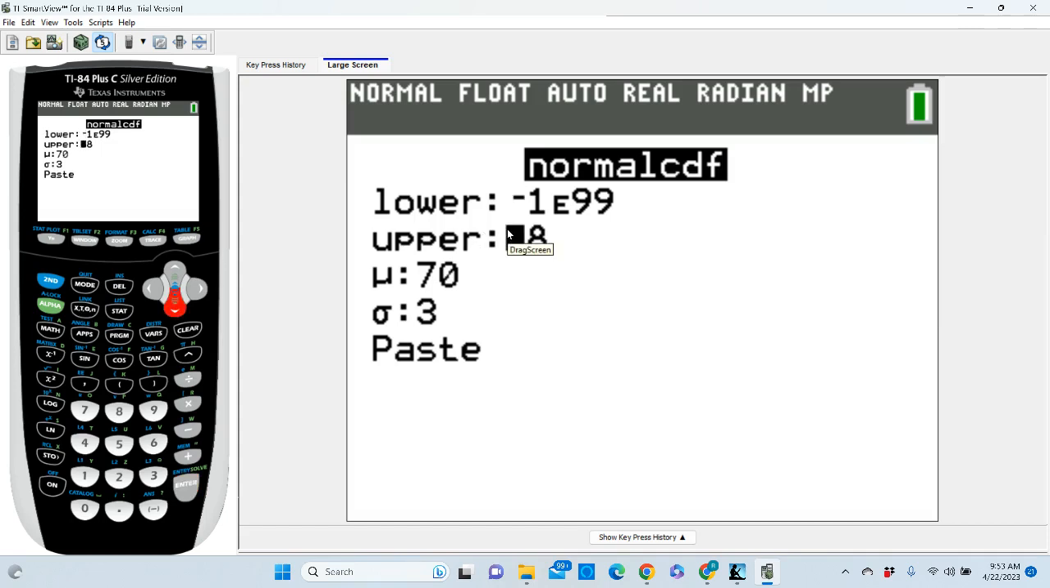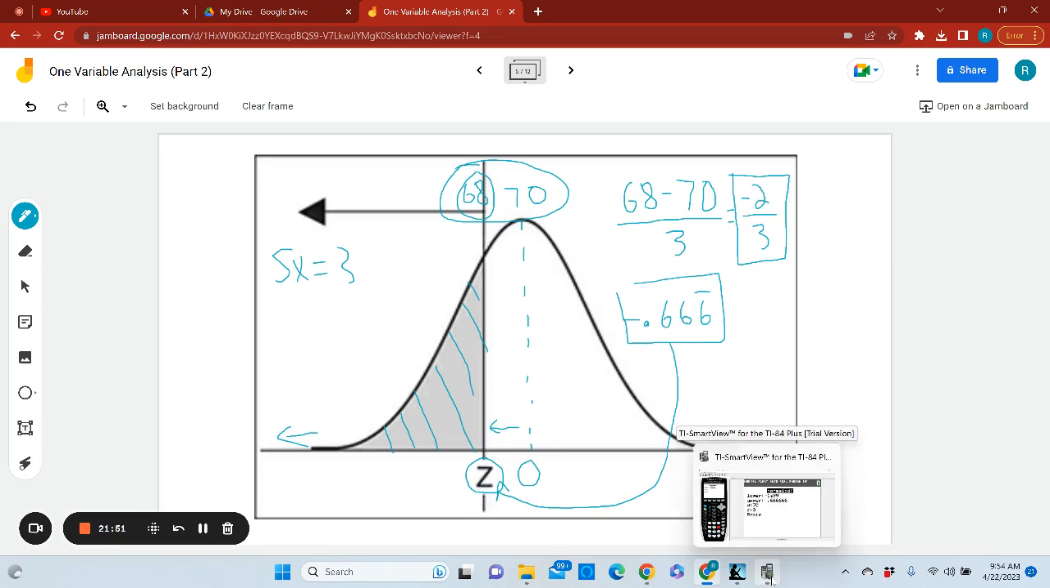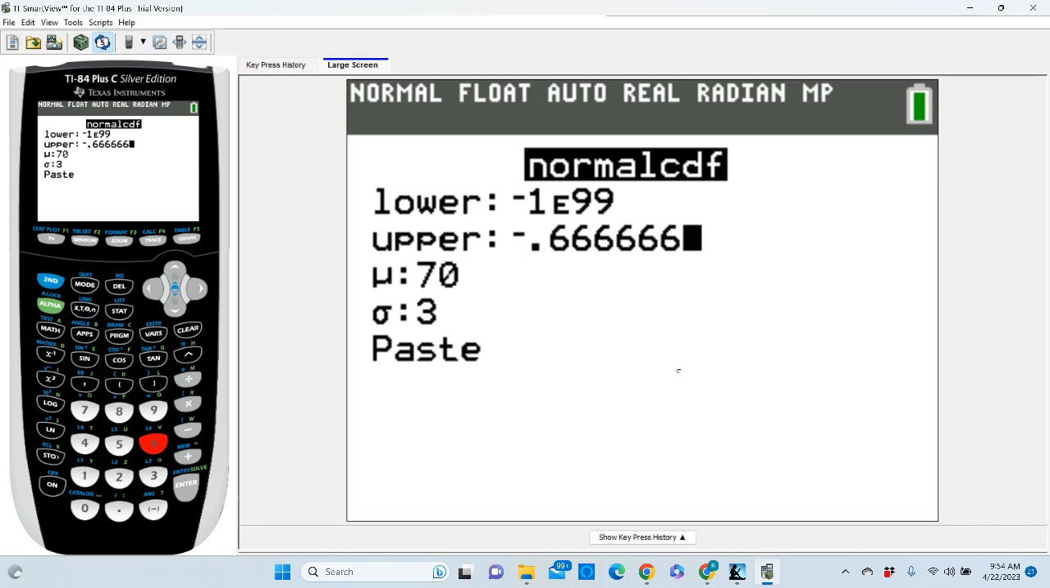So I'm going to say, all right, my upper boundary is now negative 0.66666. So I was 2/3 of a standard deviation below average. If I look back at my curve, that's my upper boundary here, right? I'm not using the raw score 68 anymore. I'm using the z-score in terms of standard deviations. I was 2/3 of a standard deviation below average. All right. The mean in terms of z-scores, remember, if you were perfectly average, you're 0 standard deviations away.